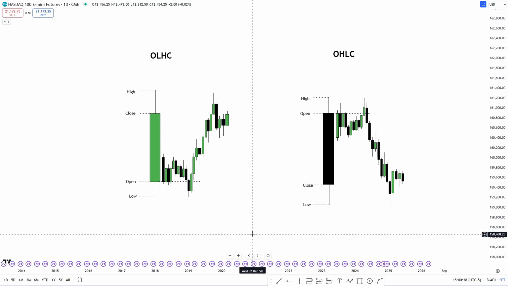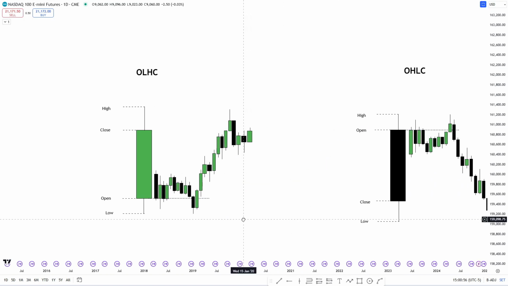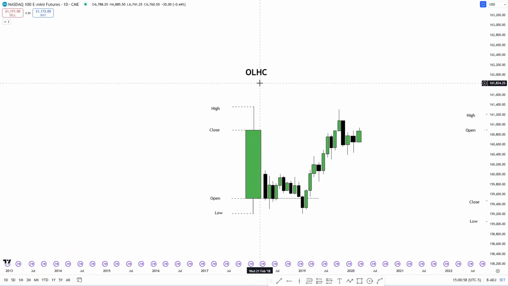In this video I'll be explaining to you what an open low high close bar is, and I'll also be explaining to you what an open high low close bar is. So first off, an open low high close bar is simply a candlestick which has an opening price as shown here. From the opening price we form a low, from the low we expand up to form a high, and then from the high we have a retracement to form the close of the candle. And open low high close bars are typically bullish candles.